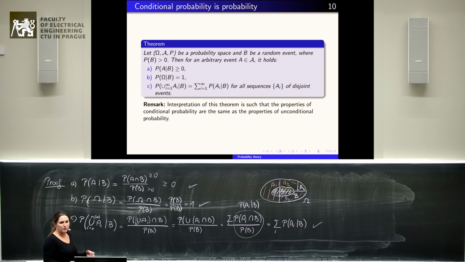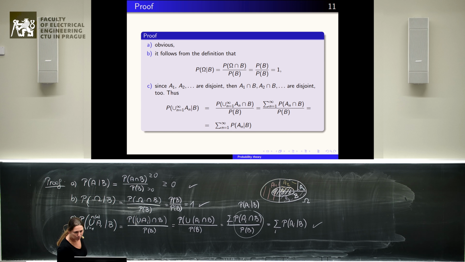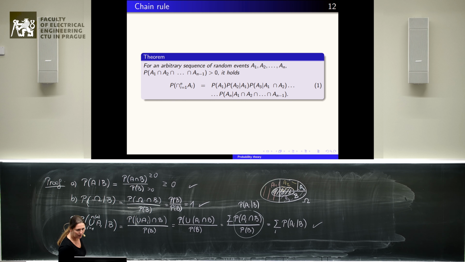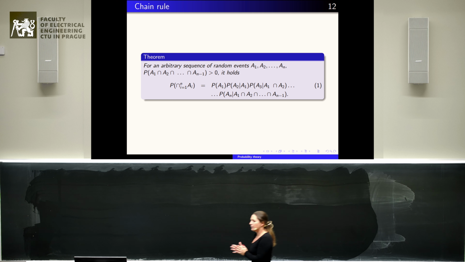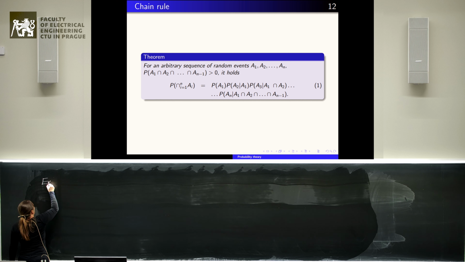So in fact we proved that all properties which define the probability are satisfied for the conditional probability as well. So it means that the conditional probability can be used in the same way as the unconditional probability. Here is the proof again. And now we will explain another theorem. In my opinion, the best way to explain something is to show an example. So I will start with an example.